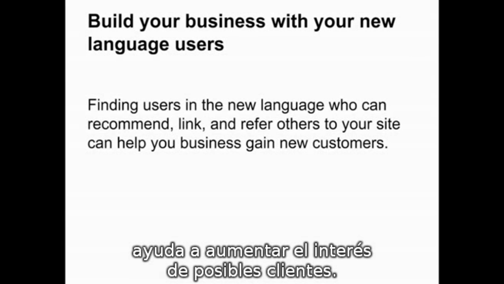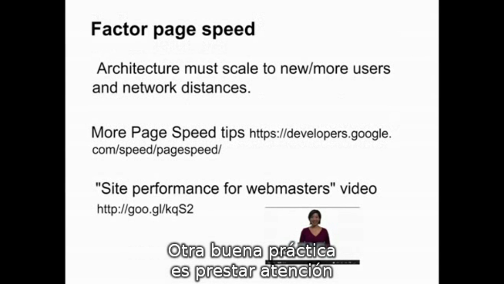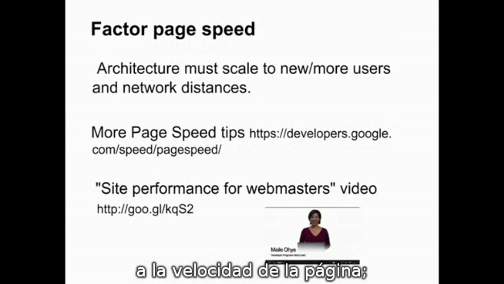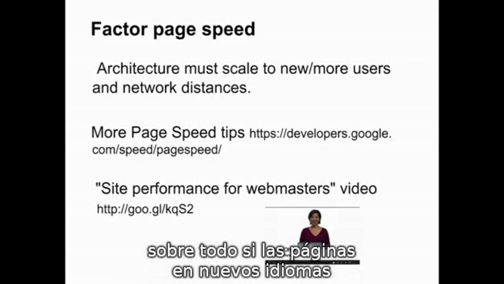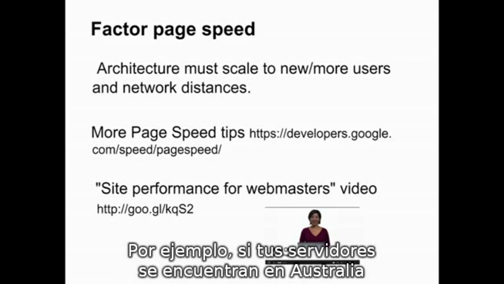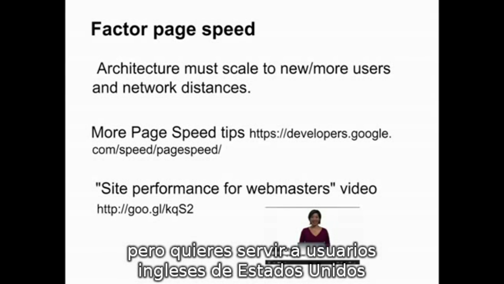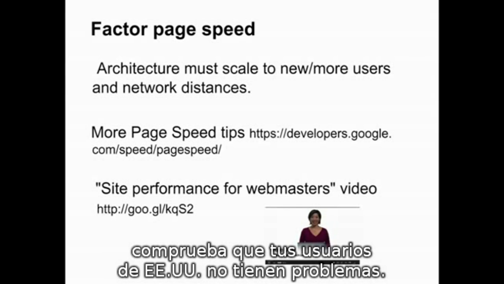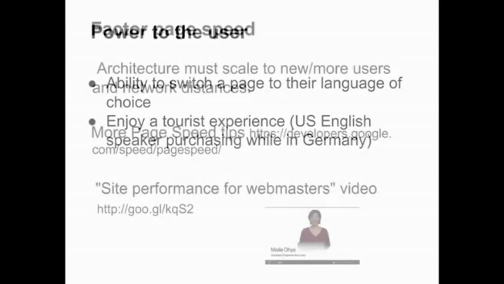In general, building excitement about your site, such as referrals and reviews from happy existing customers, helps build awareness to new potential customers. Another best practice is paying attention to page speed, especially if your new language pages are serving users from a greater network distance. For example, if your servers are located in Australia, but you hope to serve English users in the United States, check that your American users aren't experiencing unwanted delays.